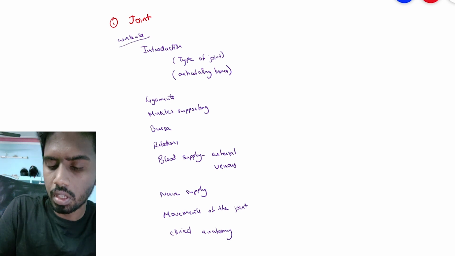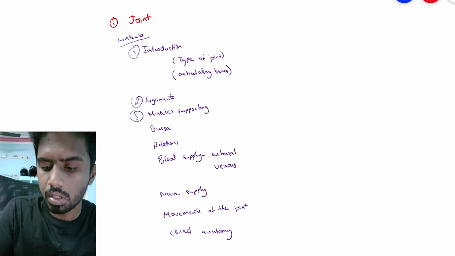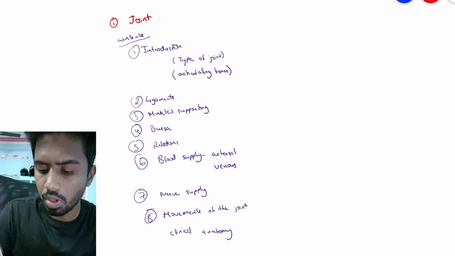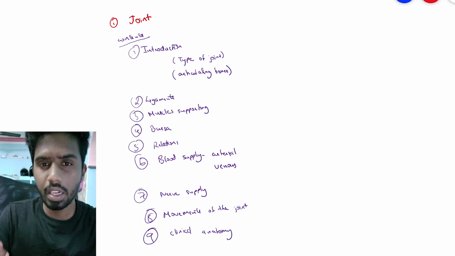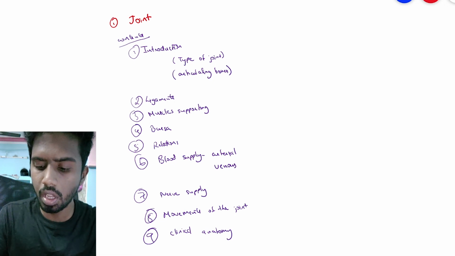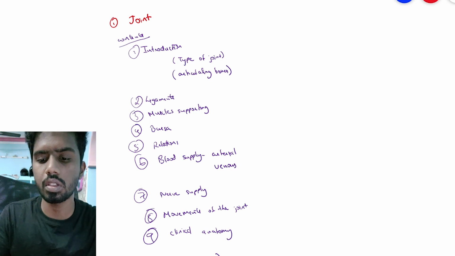So the first page contains your introduction, which will include the type of joint and the articulating bones, then the ligaments, muscle supporting, bursae, relations, blood supply, nerve supply, movements of the joint, and finally clinical anatomy. So there are 9 headings, right? You can write a minimum of half a side or one side per heading, and it will come to around 6 to 7 sides. You can write up to 10 to 12 sides. Don't write beyond that. You won't have time to write other questions.